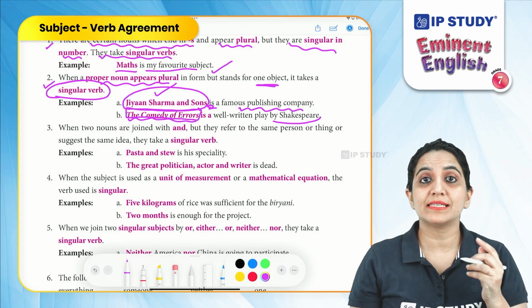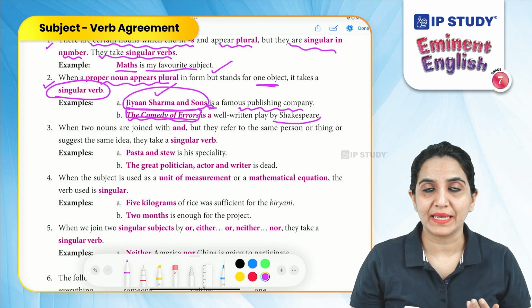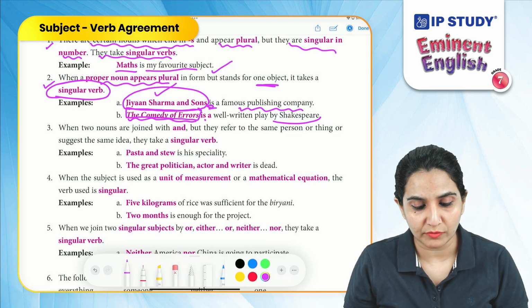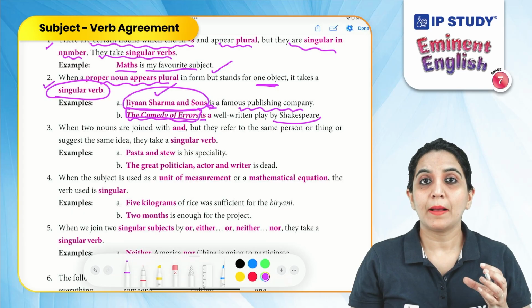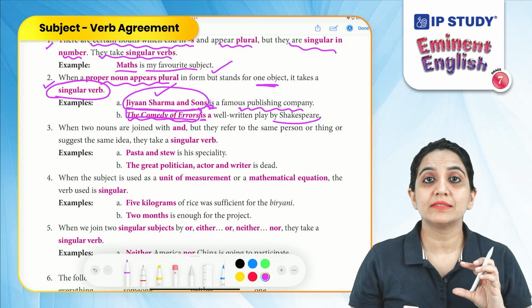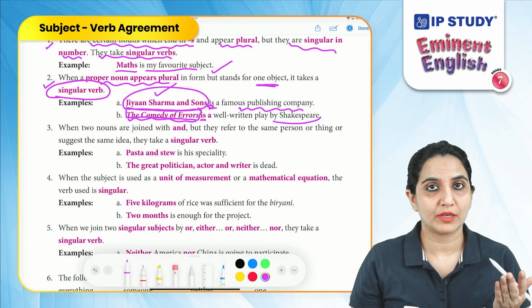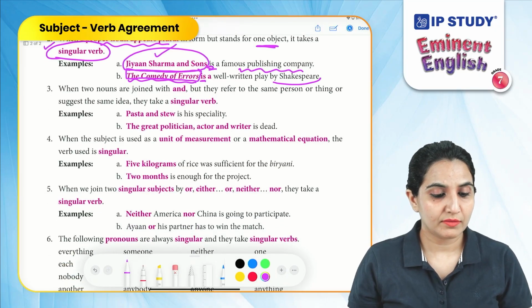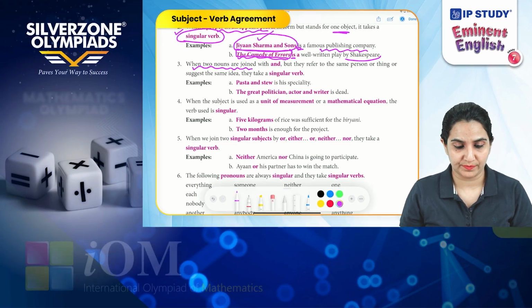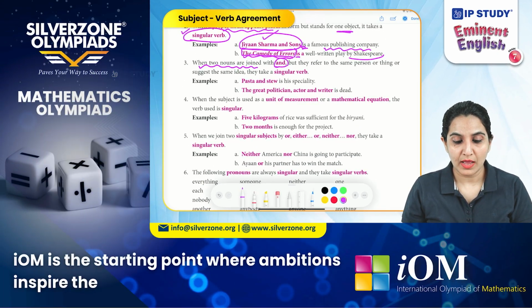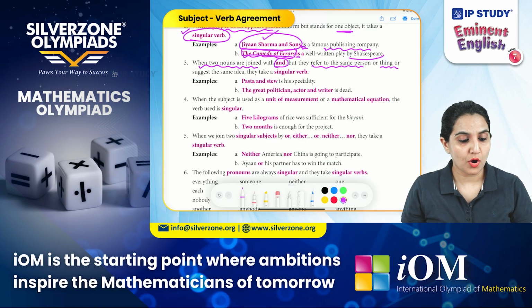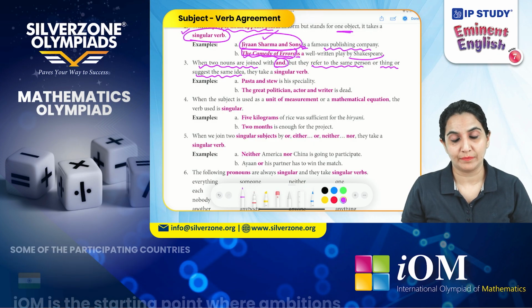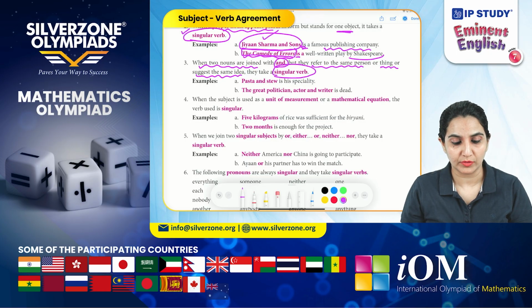But since it is one object, one play, we use a singular verb. So when a proper noun appears plural, but is considered as one object, we use a singular verb. When two nouns are joined with "and", but they refer to the same person or thing or suggest the same idea, they take a singular verb.